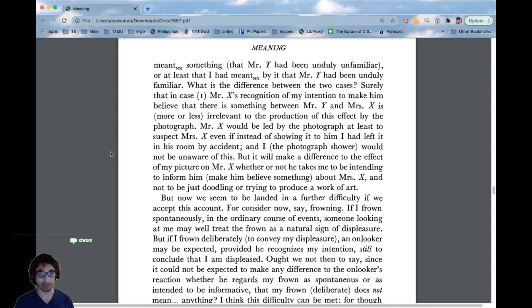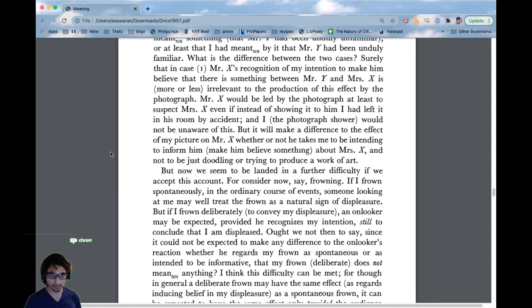So he's saying there's an important difference here. In the case of a photograph, it doesn't matter what I intend. It may be that I intend to convey something and the person might recognize it, but my intention itself doesn't really matter to them to believe it. Whereas when I draw a picture for someone, it really does matter that they recognize my intention. If they think I'm just drawing a picture because I'm doodling or fantasizing, they won't believe it. Whereas if they think I'm trying to communicate, then they will believe it.